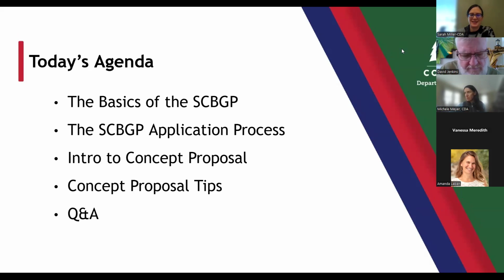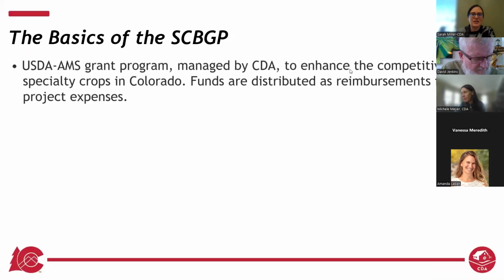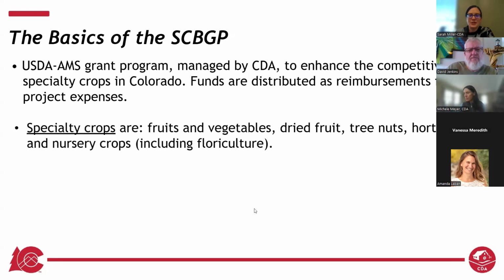So let's get into it. The Specialty Crop Block Grant Program is a USDA AMS grant program, and it's managed by the CDA to enhance the competitiveness of specialty crops in Colorado. Funds are distributed as reimbursements for project expenses. Specialty crops are fruits, vegetables, dried fruits, tree nuts, horticulture, and nursery crops, including floriculture.